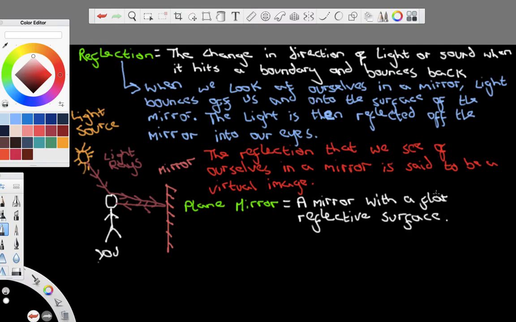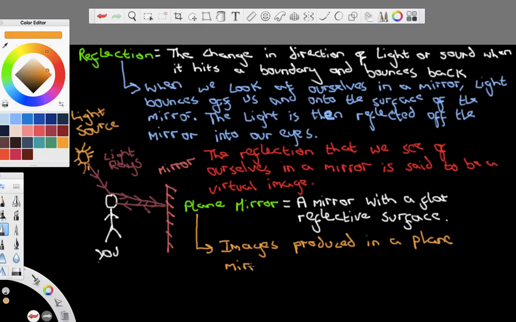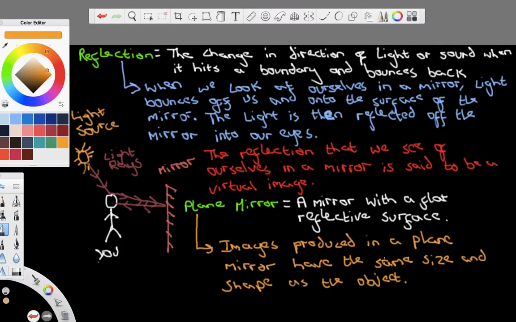Okay? Now, if you look at an image of yourself in a plane mirror, it has the same shape and the same size as you. So we can add underneath here by saying that objects or images produced in a plane mirror have the same size and shape as the object. So in a plane mirror, the image produced will always have the same size and shape as the object.